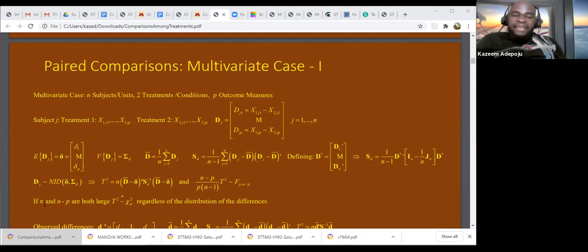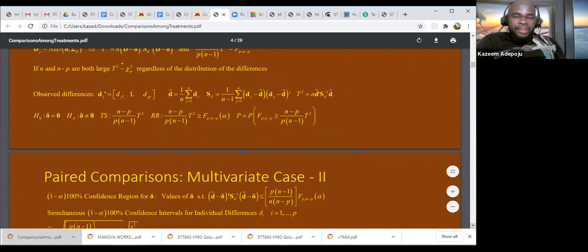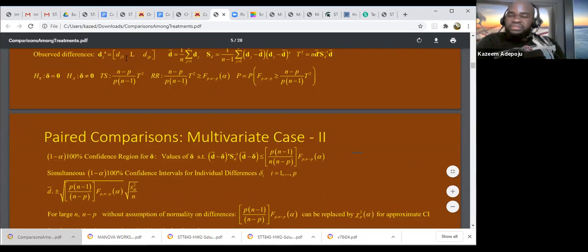So if n and n minus p are both large, then the T squared actually follows a chi-square distribution regardless of the distribution of the differences. So when I have sample data where I get different kinds of differences, this is a vector. I can find the mean of each of the differences, and I can as well find the variance and the covariance. I can as well find the T squared.